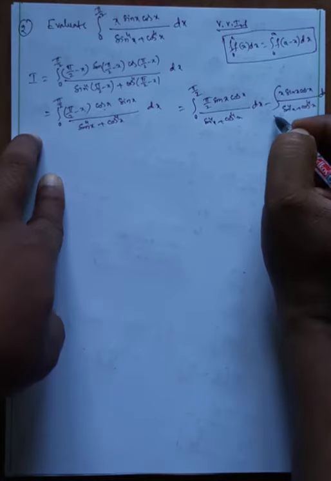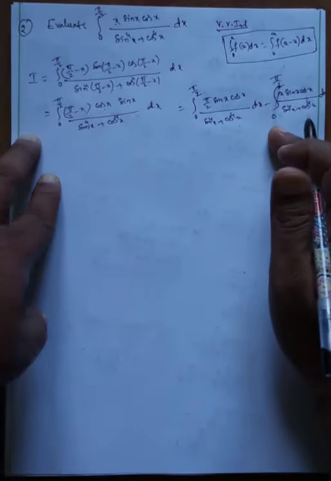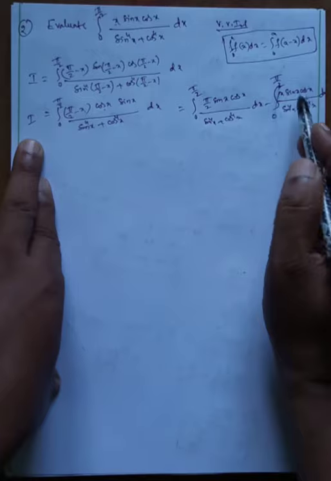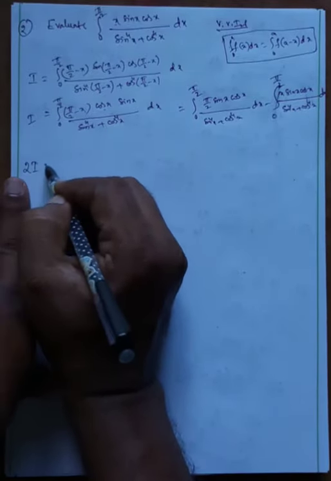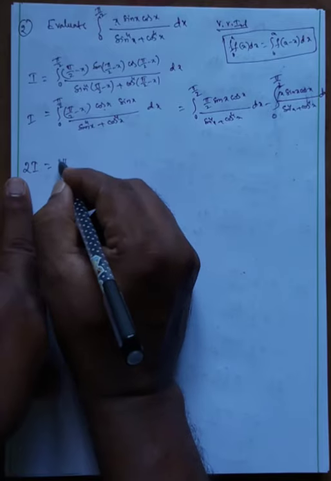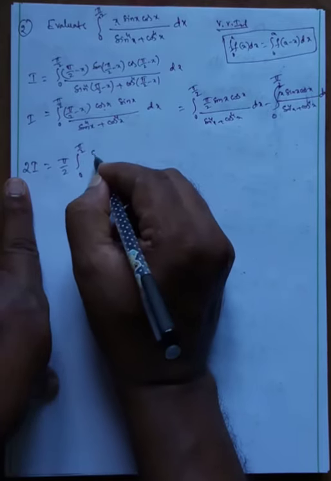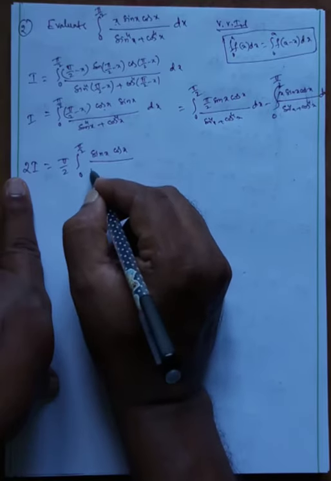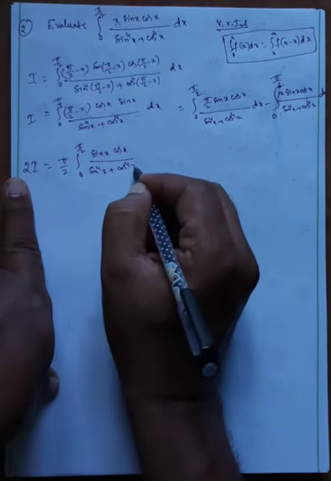What are the limits? 0 to pi by 2. This value is I, minus this value, total value is I minus I, so this side is 2I. 2I is equal to, in this one pi by 2 is the constant, integral 0 to pi by 2 sin x into cos x by sin power 4x plus cos power 4x.